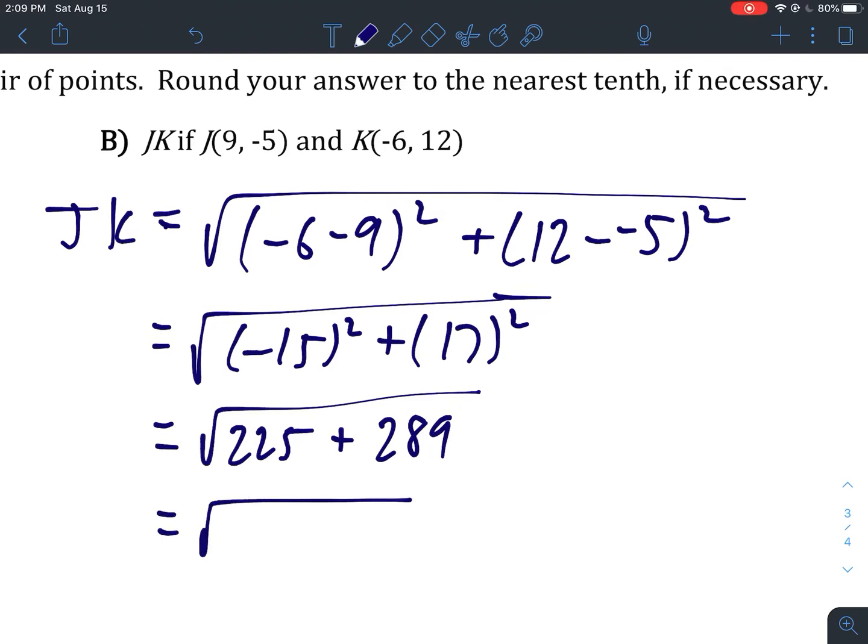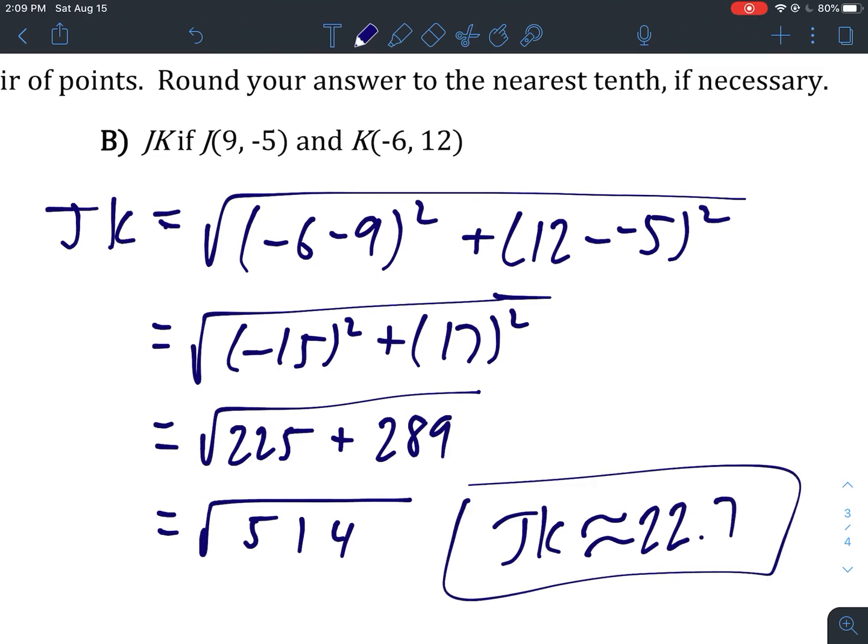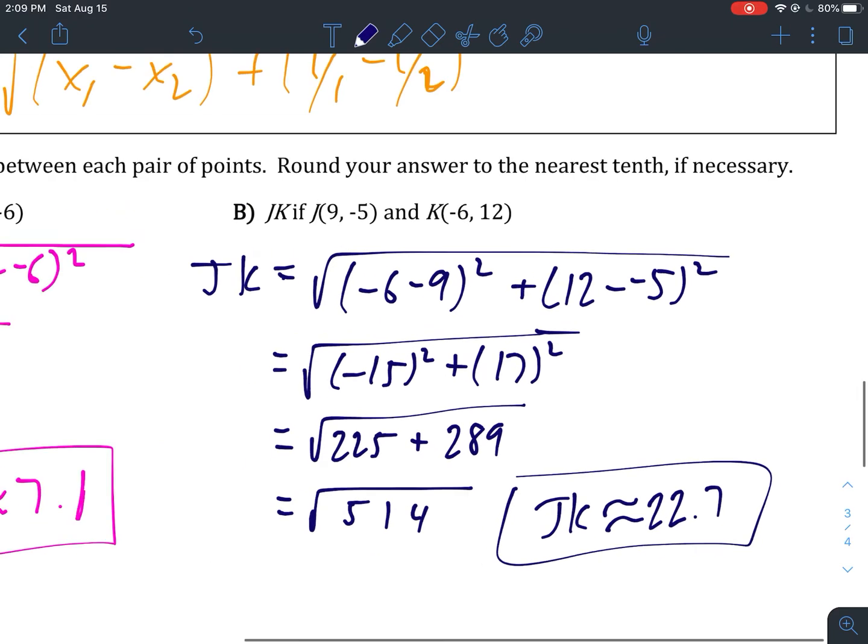Add those together. I believe that's square root of 514. Again, I don't have my calculator handy, and I do not know the square root of 514 off the top of my head, so let me get my calculator out, ready to go. And I get JK is approximately 22.7 units of measure.